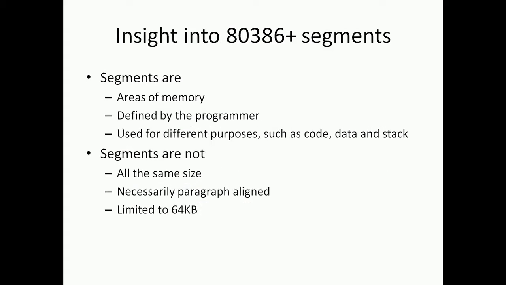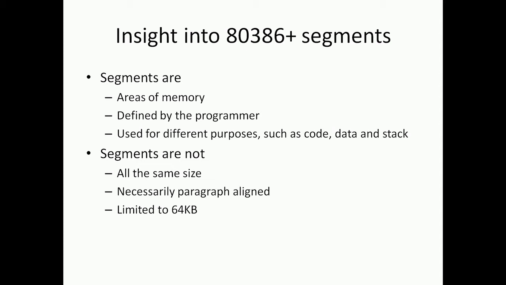So, what are all the different types of segments? What is a segment? A segment is an area of memory that is defined by the programmer, and it can be used for different purposes to store different things. Depending upon what is stored, the segment is called a code segment, a data segment or a stack segment. Please note that segments are not all the same size, and they need not be paragraph aligned.